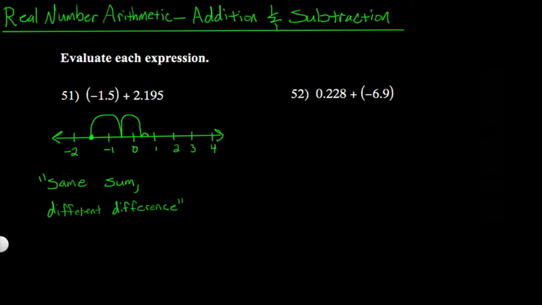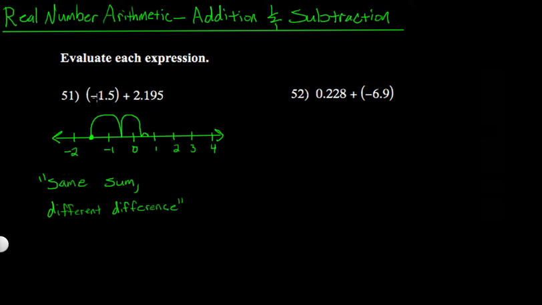But if the signs of the two numbers that I'm adding are different, meaning one negative and one positive, such as what we have here, a negative and a positive, then ultimately what I'm going to do is to take the difference, meaning to subtract the two numbers in absolute value. I'm subtracting the absolute value of the two numbers and giving the answer the sign of the one that's largest. So we already know here, I'm adding a 2.195 to a negative 1.5.